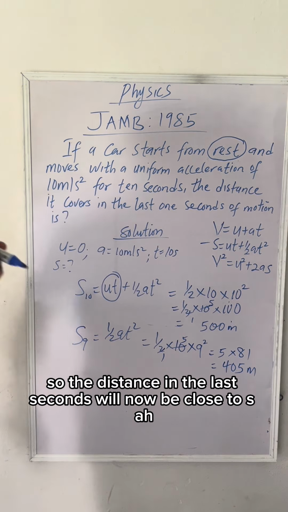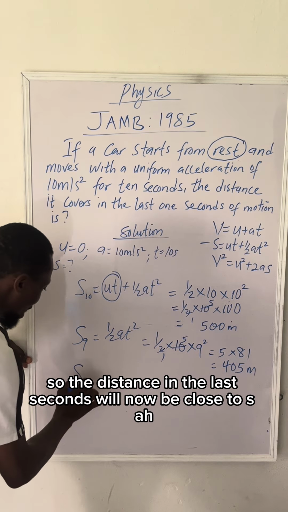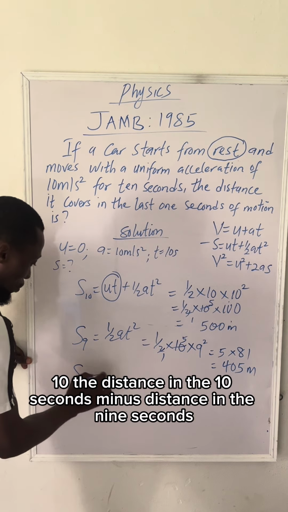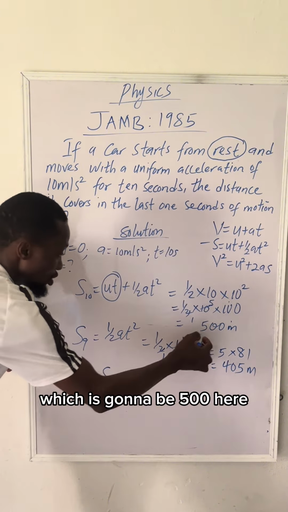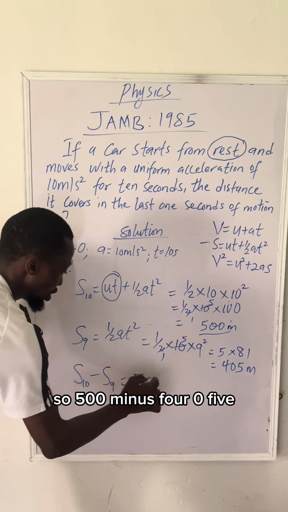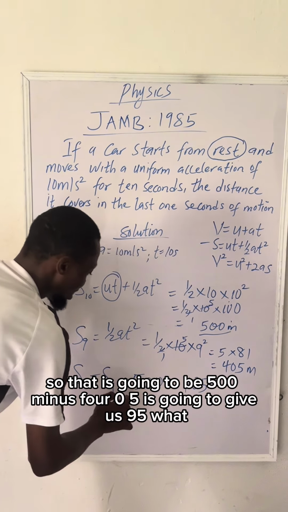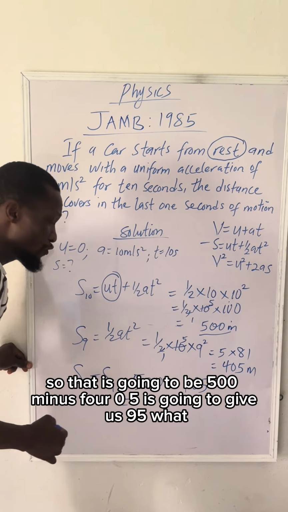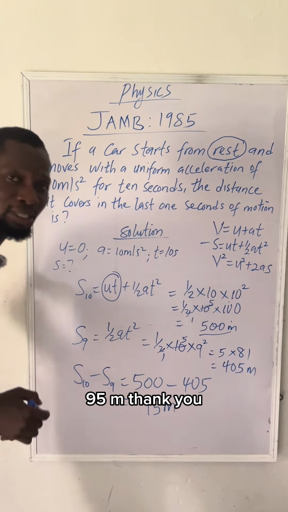So the distance in the last second will now be equal to S10, the distance in the 10 seconds, minus the distance in the 9 seconds, which is going to be 500 minus 405. That is going to give us 95 meters. Thank you.